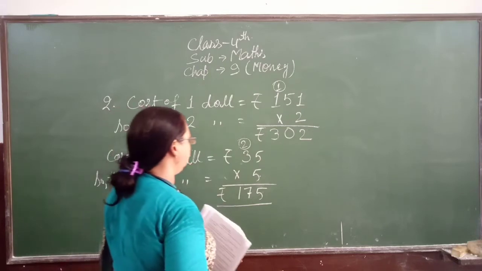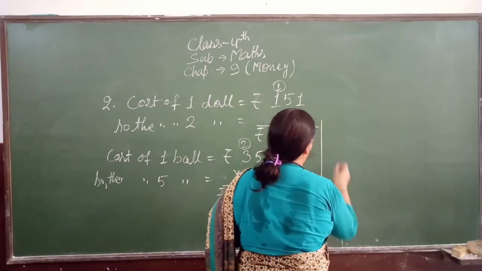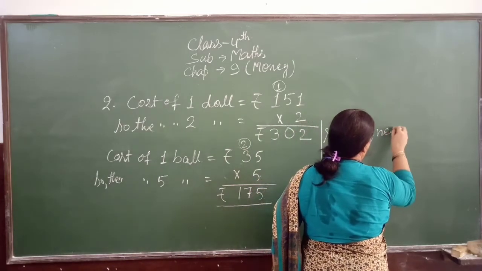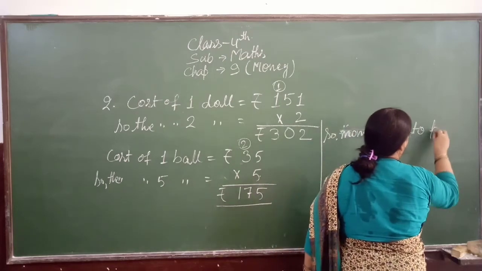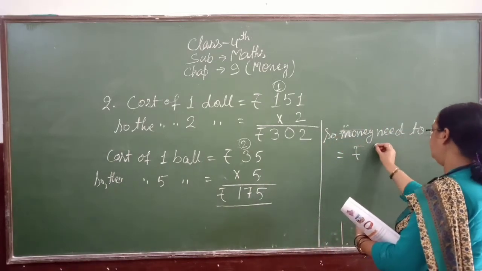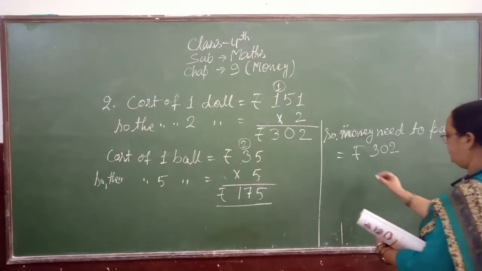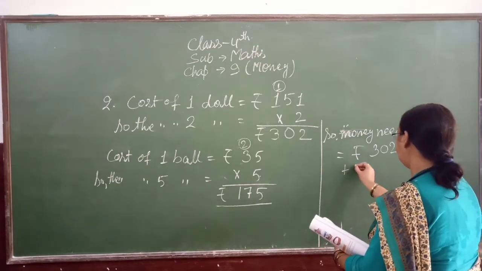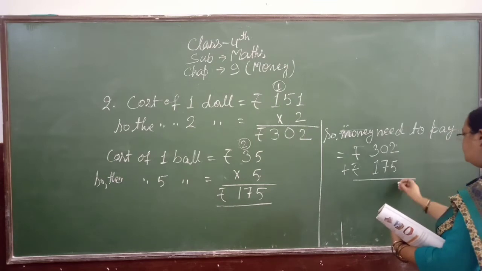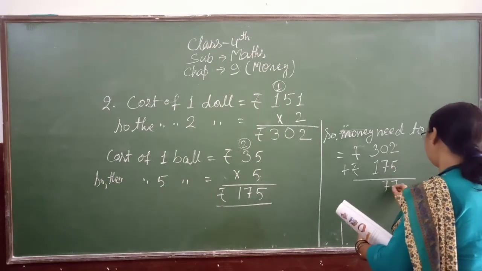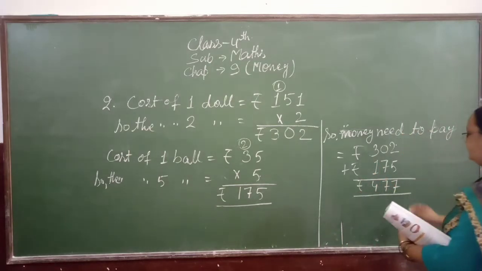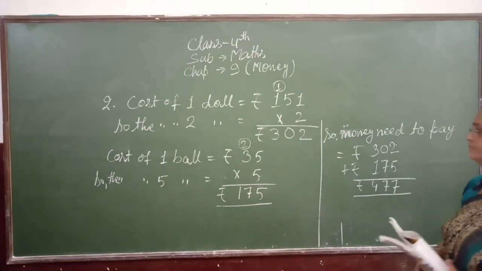Money need to pay is equal to rupees 302 plus rupees 175, that is 5 plus 2, 7, and 3 plus 1 is equal to 4. 477 rupees need to pay.